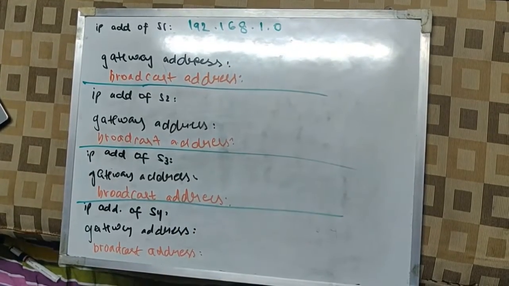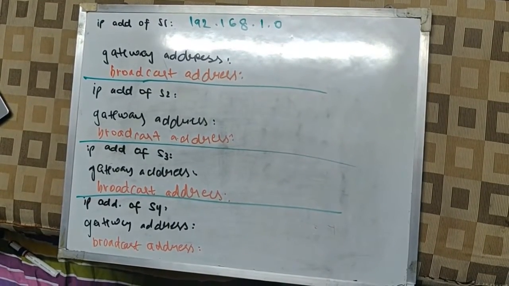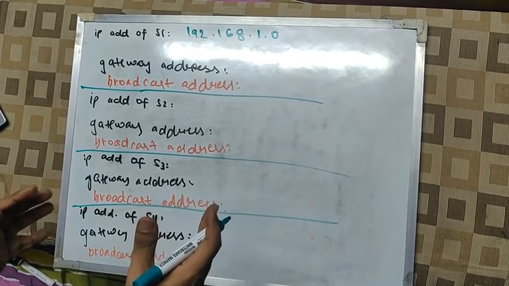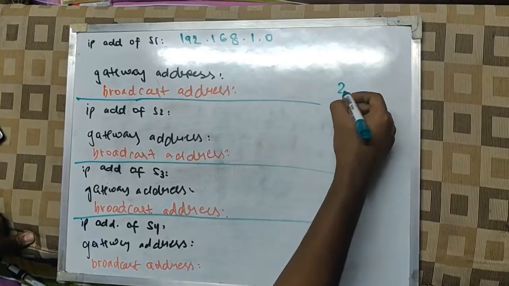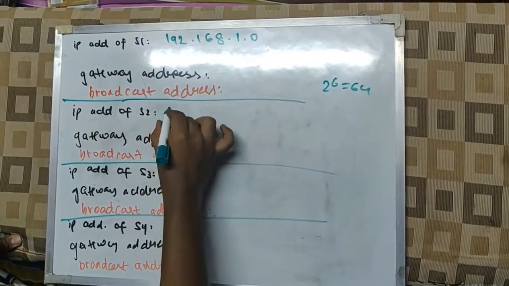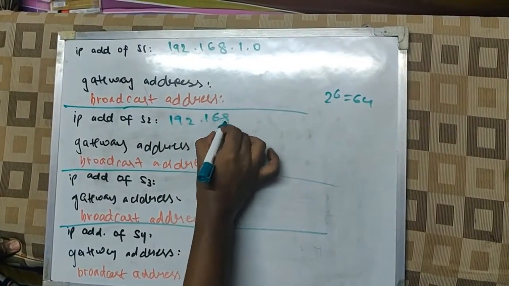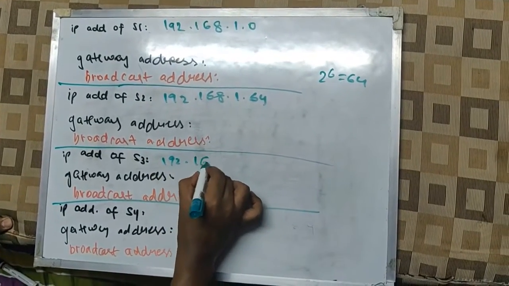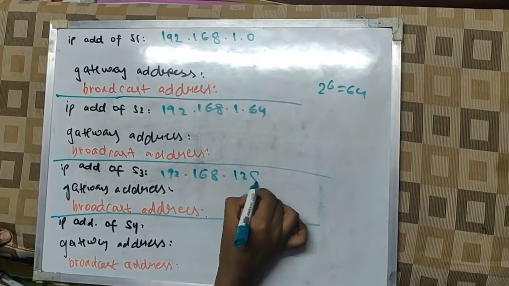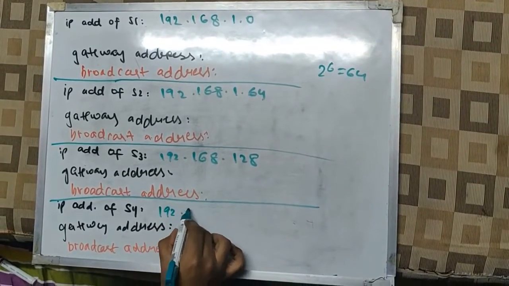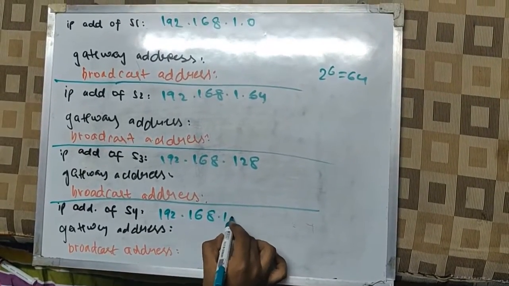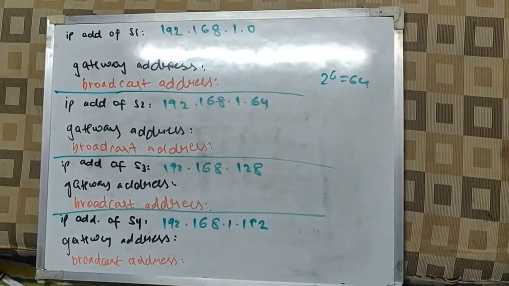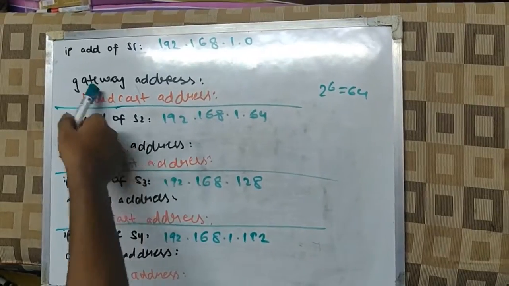So the IP address of the first subnetwork will be 192.168.1.0, and for the second subnet we just add the block size, which is the number of hosts in a subnetwork, 2 power 6, that is 64. So it is going to be 192.168.1.64, then 192.168.1.128, and then 192.168.1.192. Simple.